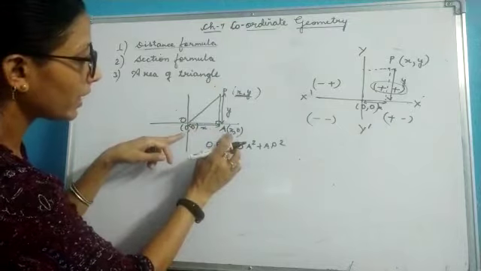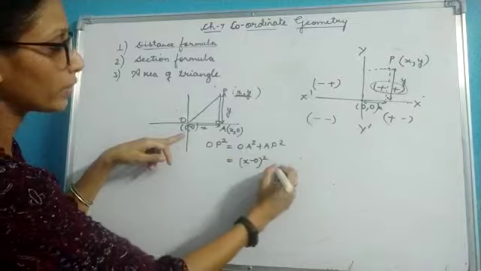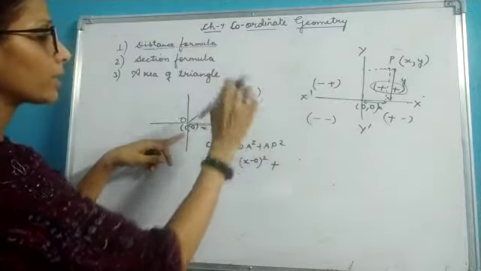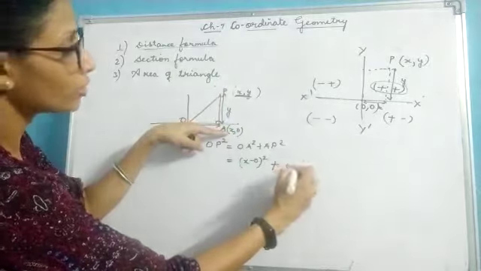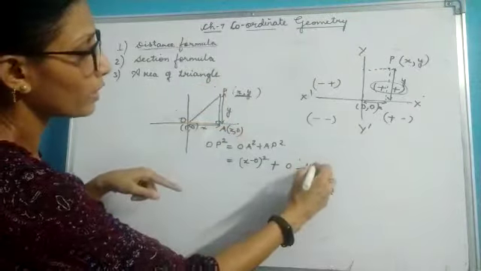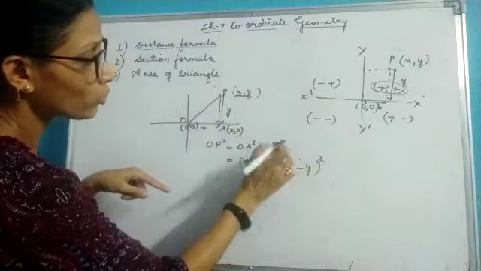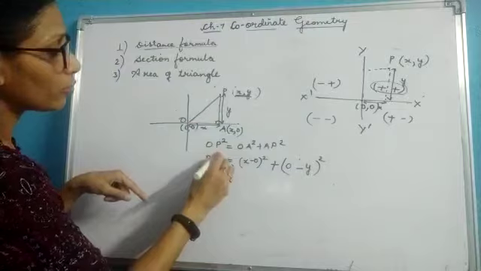So the distance will be (x minus 0) whole square plus AP. AP distance is what? x minus x, which is 0, and y minus 0, which is y, square. Whole square is there, so I have put whole square. So this is the value of OP square.